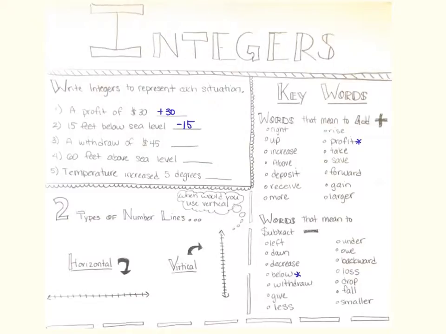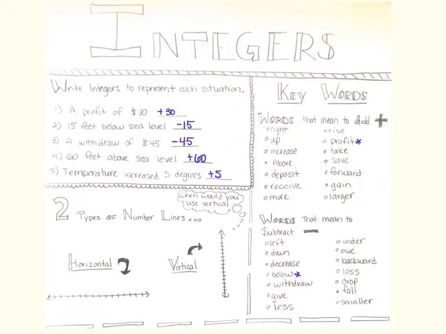Go ahead and do numbers 3, 4, and 5. Press play when you're ready for the answers. Check your answers, please. For number 3, withdrawal means a negative. Number 4, above sea level, that means a positive. Number 5, increased, that's a positive.